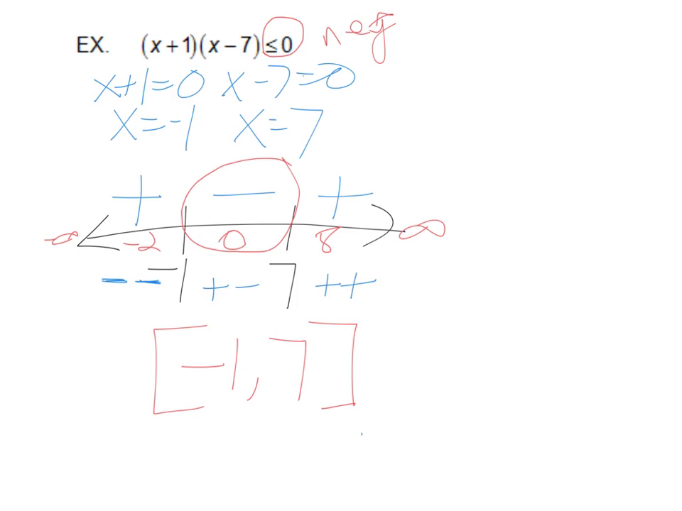This means if I graphed this polynomial, the part between x is -1 and 7 would be negative. That means it's under the x-axis.